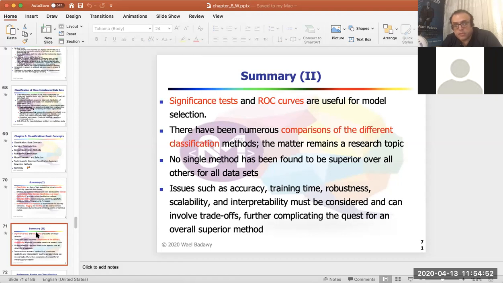No single method is super duper everywhere. There are issues like training, robustness, scalability, interpretability, and you have to consider these when you look at different angles.